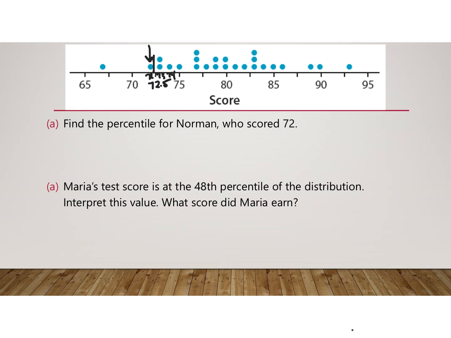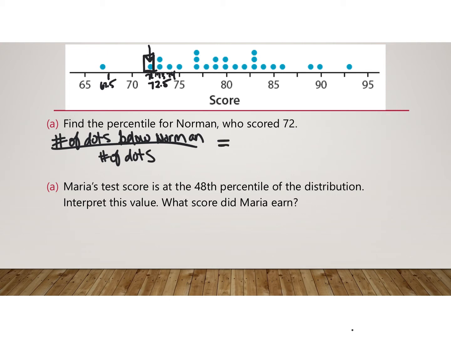So Norman, poor Norman, with his 72, which is passing. What is his percentile? Go ahead and find it. Okay, so it's the number of dots. The dots are the data values, right? We're not talking about the value of his score, just how many dots are below him. The number of dots below Norman divided by the number of dots. So how many dots are below Norman's score?